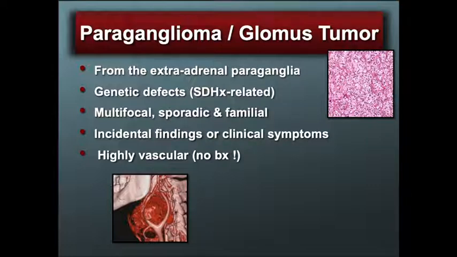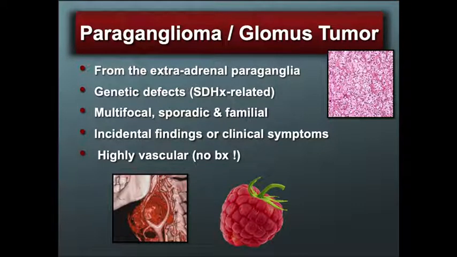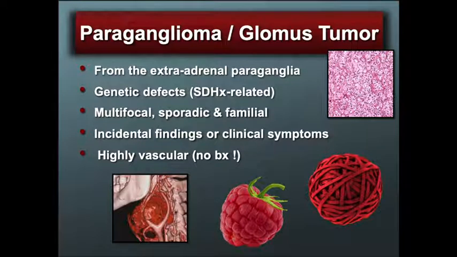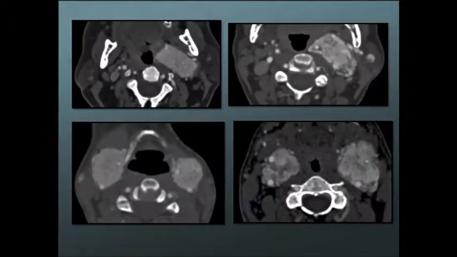They always remind me of a big and plump raspberry ready to burst, or a rubber band ball ready to jump, as they are basically large tangles of vessels. Because of that high vascularity, they will show robust enhancement on the CTA and CT neck with contrast, and again, they can be bilateral as demonstrated here.